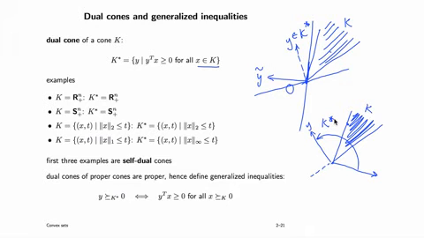This example already suggests some interesting things, which is generally true of dual relationships. So here what you can see is something like this. If K is thin and sharp, then K star is thick and blunt. And you can see that's the picture here. This also suggests, by the way, that K star star is K.